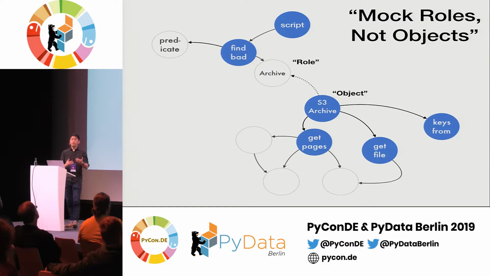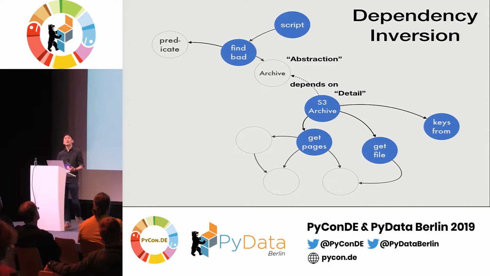One way to think about this is in terms of roles and collaborations. The title, mock roles, not objects, actually comes out of this idea of collaboration-based design, where a program is a graph of collaborating objects, and objects are filling roles for each other. So in this case, the role is an archive, and S3 archive is an object that's fulfilling that collaboration. Another way to look at this picture is to think about it in terms of dependency inversion. Archive is some abstract interface that S3 archive must adhere to. So the detail here depends on the abstraction.